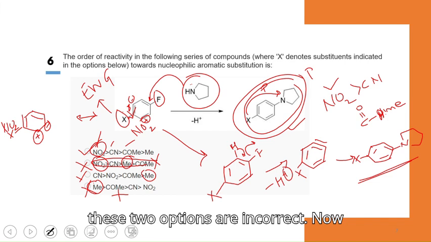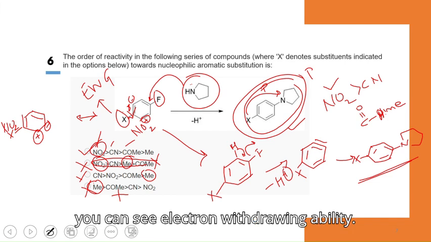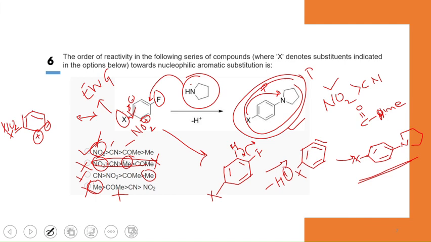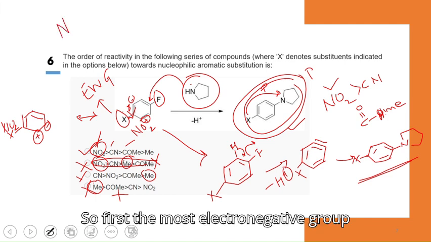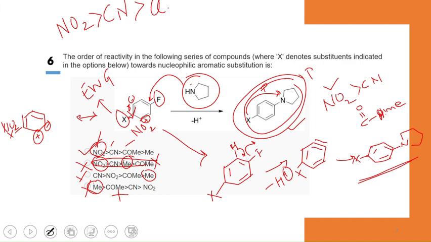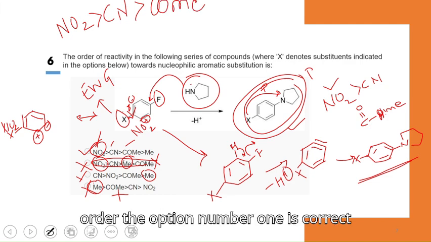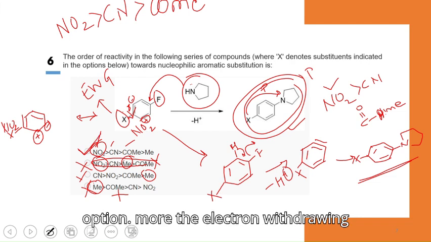So that's why these two options are incorrect. Now talking about the first and third options, you can see the electron withdrawing ability. First, the most electronegative group is NO2 compared to CN, then the COMe acyl group. Because of this order, option number 1 is the correct option.